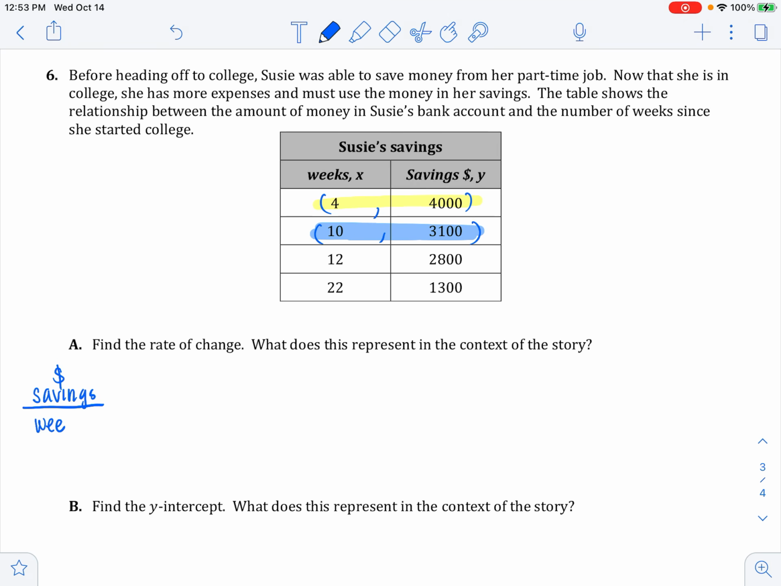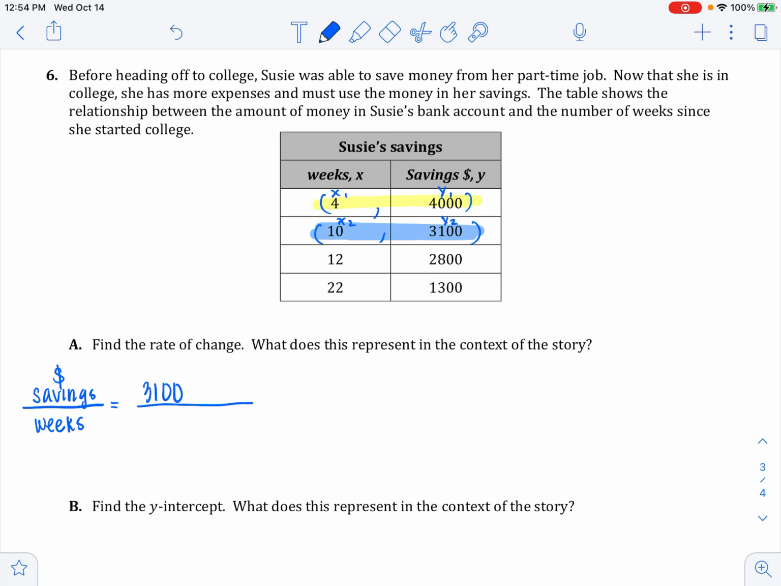And then my X is weeks. And remember, it's change in Y over change in X. That's why I put Y as a numerator, X in denominator. Okay, so I'm now going to do Y2 minus Y1 over X2 minus X1. If you need to label it, you can. This is X, Y, the first one. X, Y, the second one.